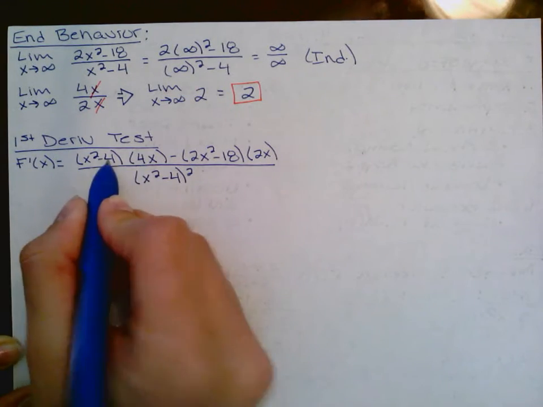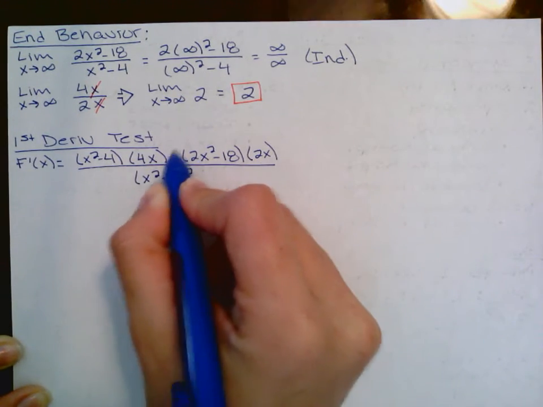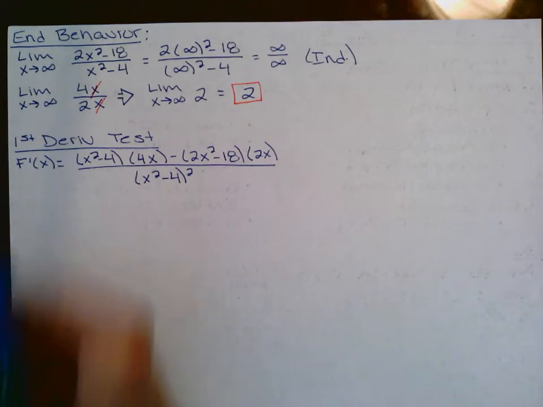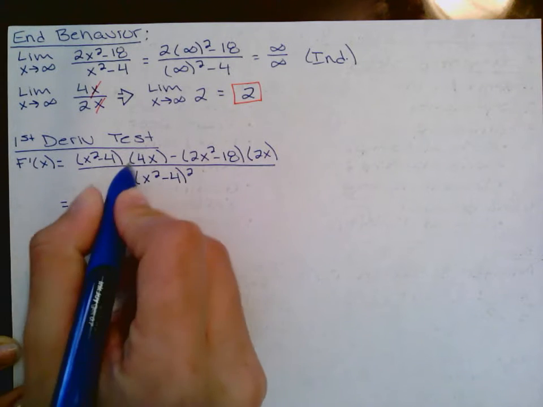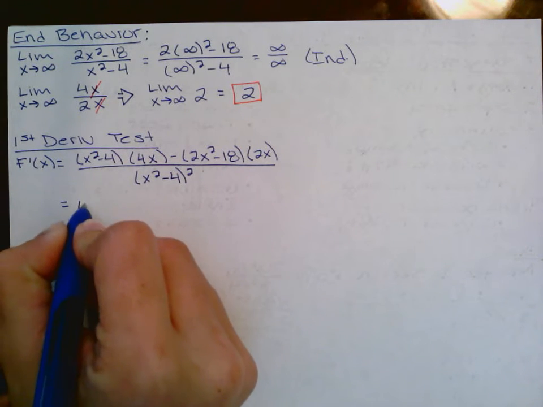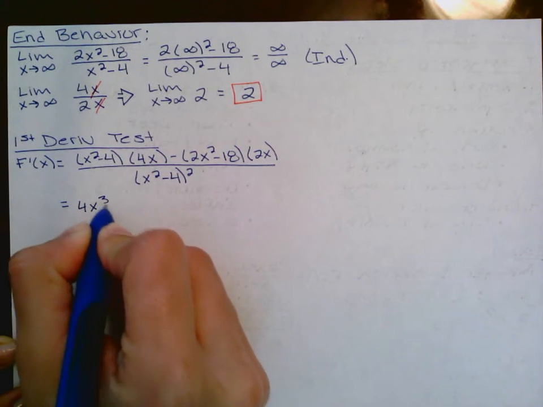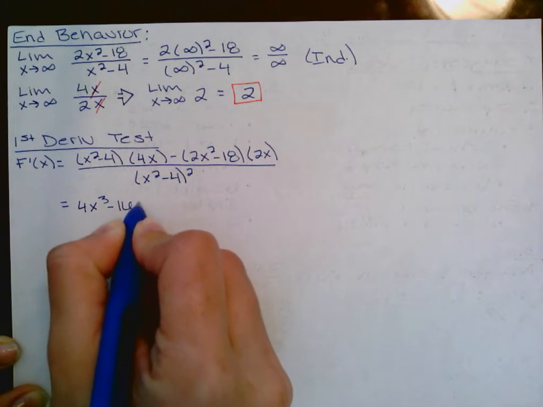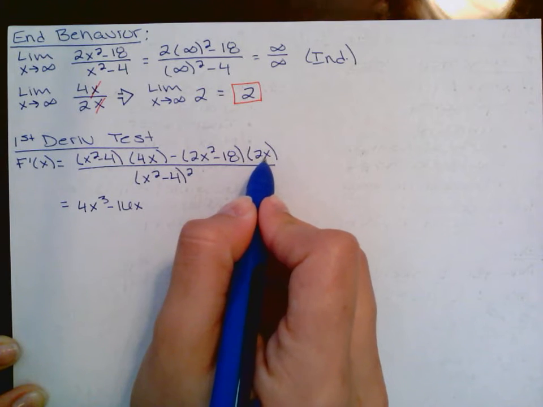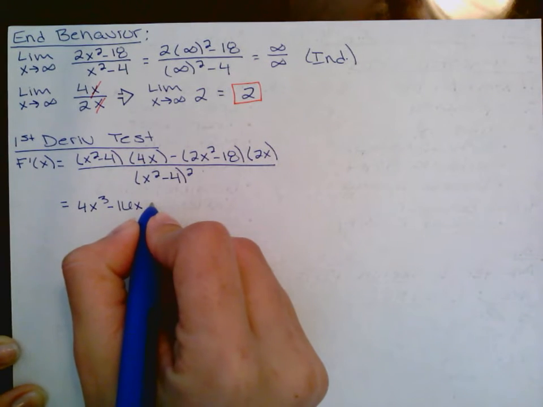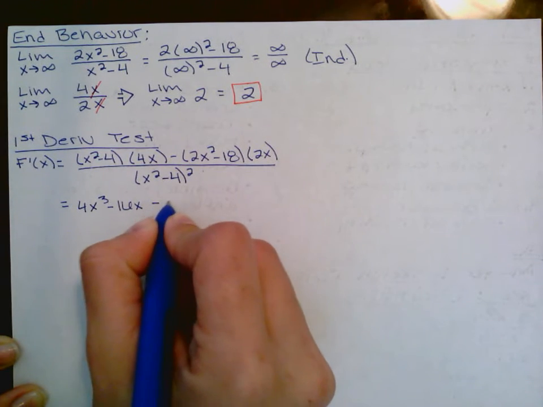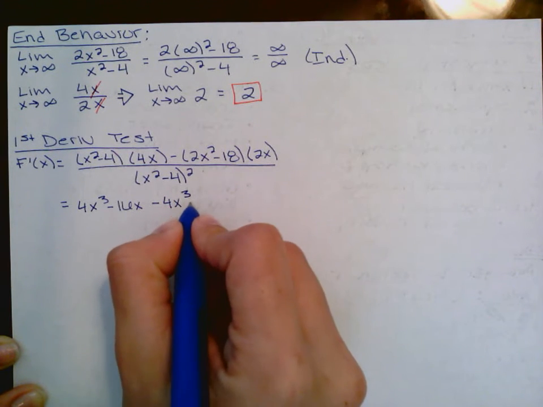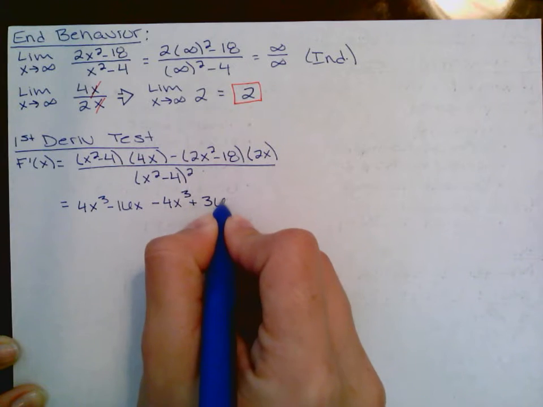I'm going to distribute the 4x, distribute the 2x, and distribute that negative. Okay. So 4x times x squared gives me a 4x cubed. 4x times negative 4 is a minus 16x. Remember here I'm distributing a 2x and a negative, so I end up with minus 4x cubed and then plus 36x.